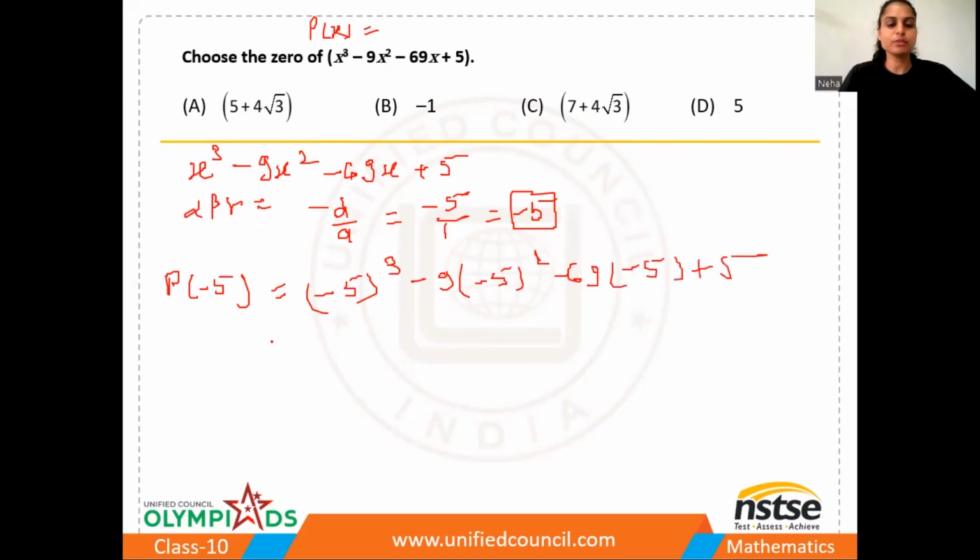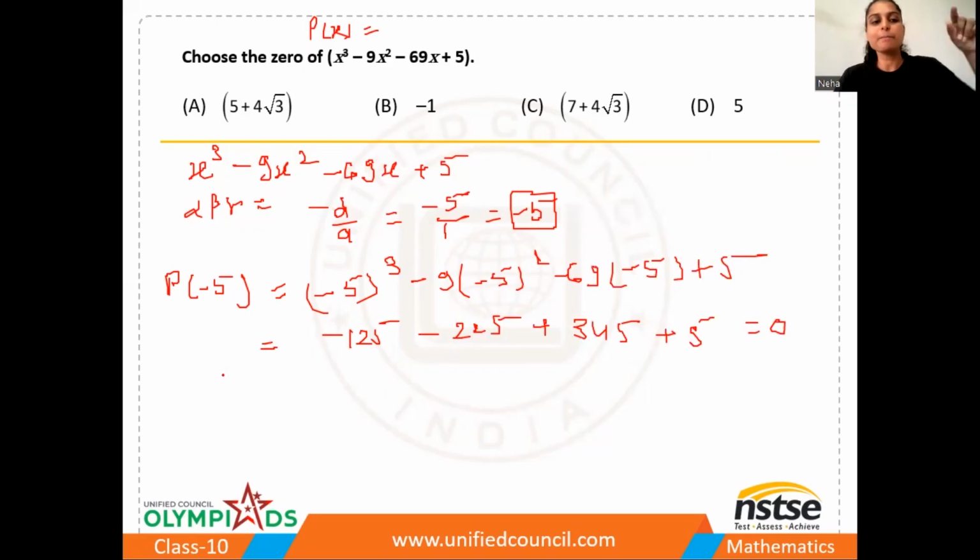Okay, let me try to solve this. So this becomes minus 125 minus 225 plus 345 plus 5. Alright, this is equal to 0. Yeah, so we can say that x is equal to minus 5 is a factor of p(x), right?